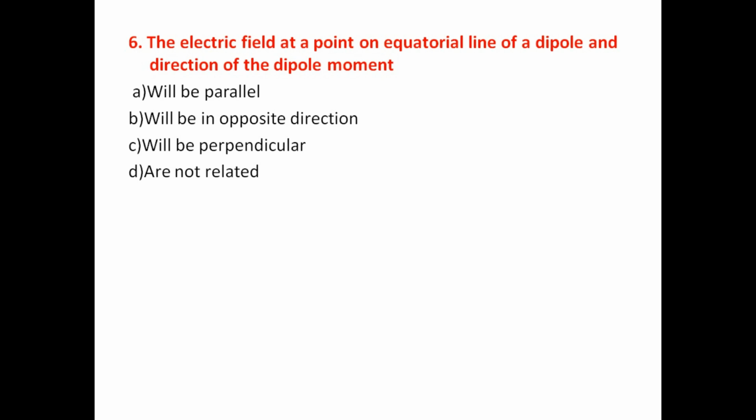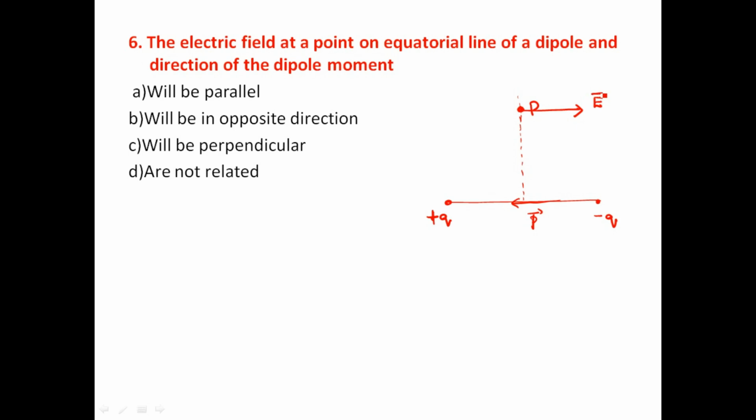The electric field at a point on an equatorial line of a dipole and direction of the dipole moment. So once again, we have to consider a dipole with the charge plus q and minus q, and here is our dipole moment P. What is the point along the equatorial line needs to be? It is a line that divides the dipole exactly half. That is why it is called an equatorial line, and it should be perpendicular. This is the equatorial line and the point P needs to be taken over it. What is the electric field at this point? What should be the direction of electric field? The resultant electric field is in this direction.